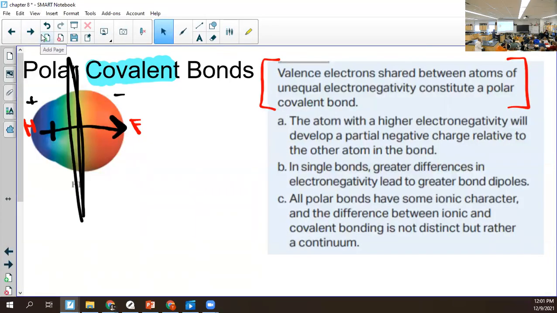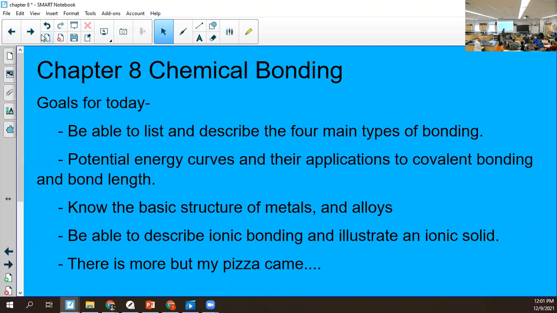Yesterday, we ended, I believe, on this slide, talking about polar covalent bonds. Will you turn to your partner real quick and describe one thing about a polar covalent bond? Turn to your partner right now and say at least one thing you know about a polar covalent bond. Okay, good, perfect. Okay, here we go.